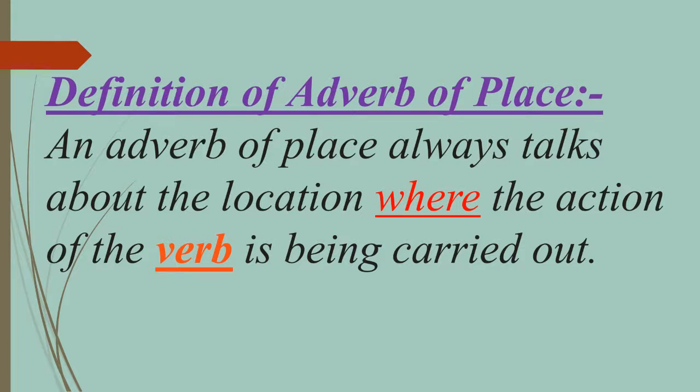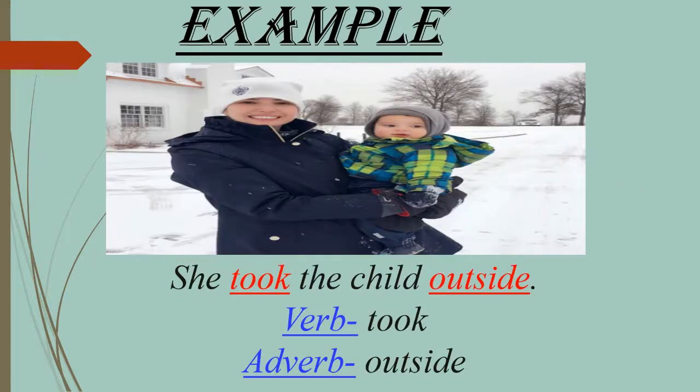Now, let's see the adverb of place. An adverb of place always talks about the location where the action of the verb is being carried out. To understand better, let's move to the examples. And the example is, she took the child outside. In this example, outside tells us where the action happens. It describes the action word took. So, outside is an adverb.